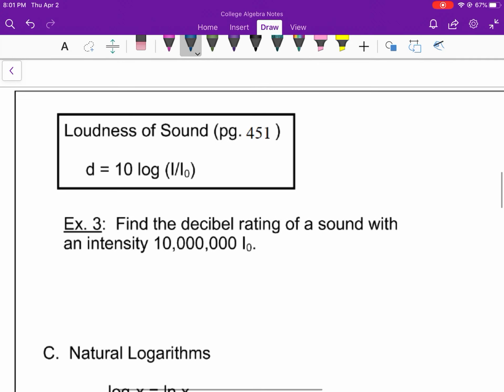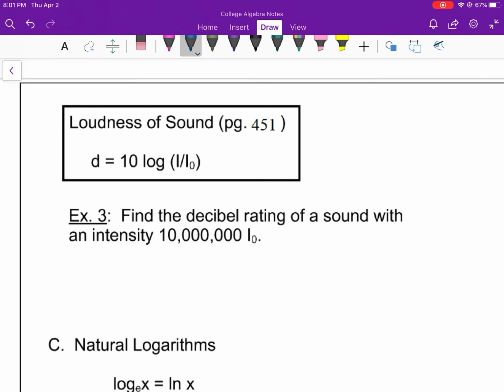Okay. The next one that we have is loudness of sound. It's on page 451. So basically, decibels are figured out by taking 10 times the log of a sound's intensity divided by the threshold intensity. And your book describes threshold intensity as the intensity of the faintest sound that can be heard.